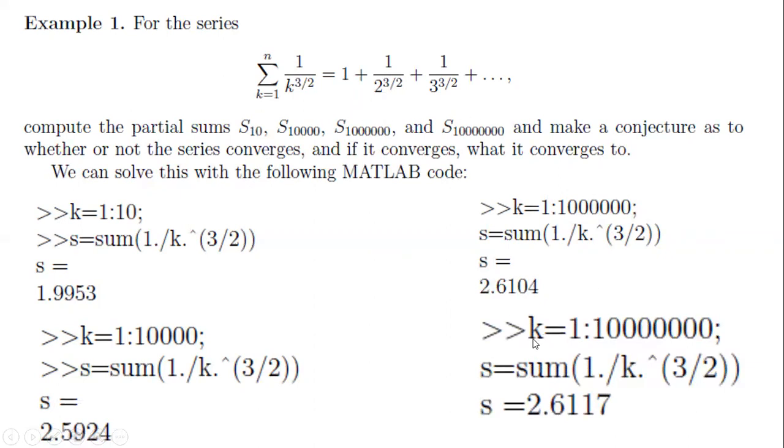Lastly, this time we define the k value from 1 up to 10 million. Using the same sum function, this will give us an S value of 2.6117. As you can see, as the k value approaches infinity, the S value converges to a value of about 2.61. So we can state here that this given series is actually a convergent series.